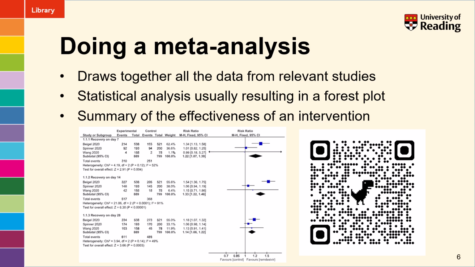Depending on the nature of your study, a textual or narrative synthesis may be enough. But if there is data in those studies that you're finding, you may need to do a meta-analysis. So this draws together all of the data from all of the studies. You would do a statistical analysis on that data, which would usually result in a forest plot, as in the example shown below. And what this does is give a summary of the effectiveness of an intervention. For more support with doing a meta-analysis, talk to your supervisor or take a look at step 7 of our systematic review guide and just scan the QR code on the right of the screen to go directly to it.